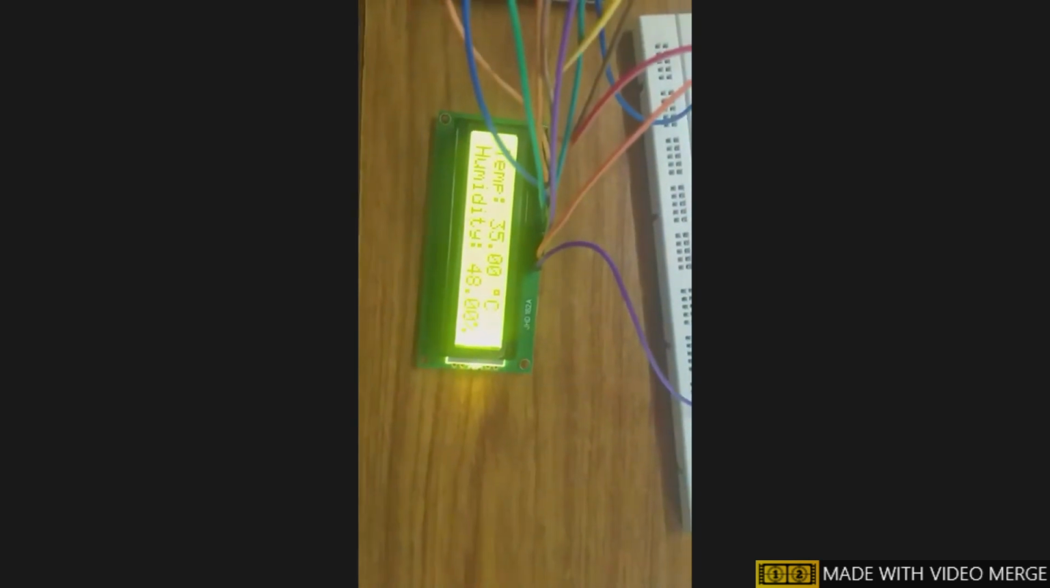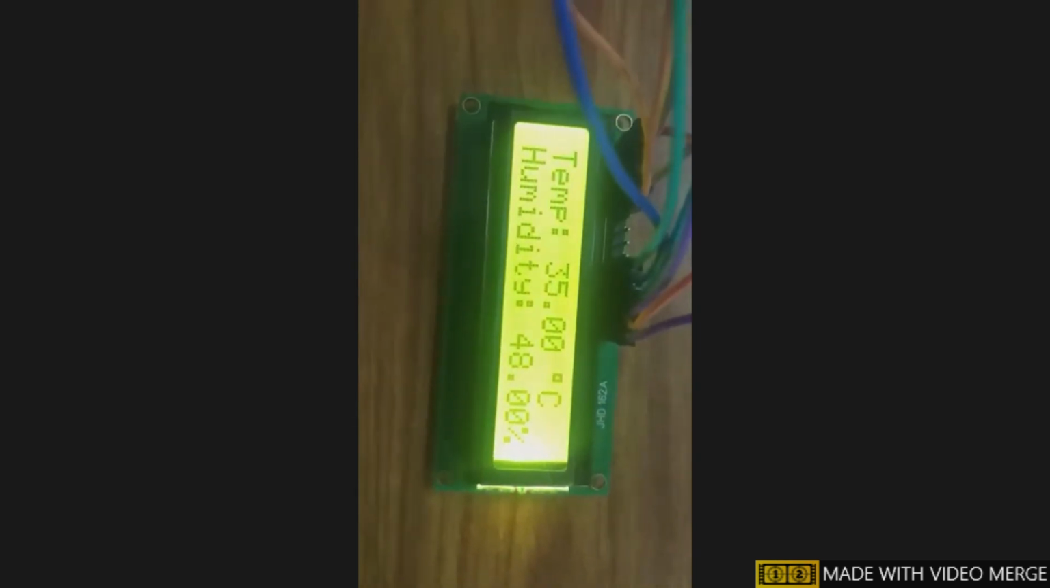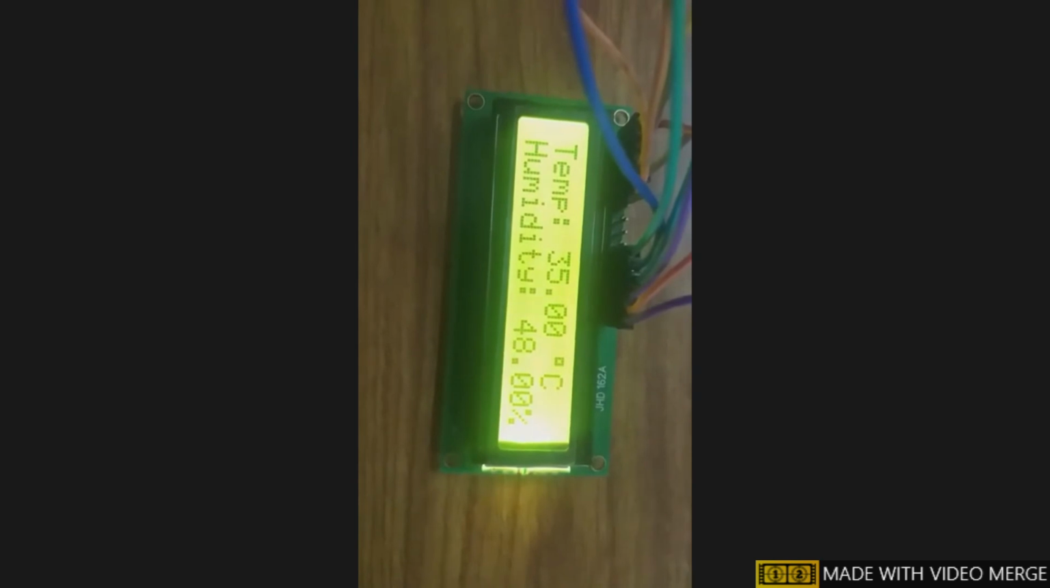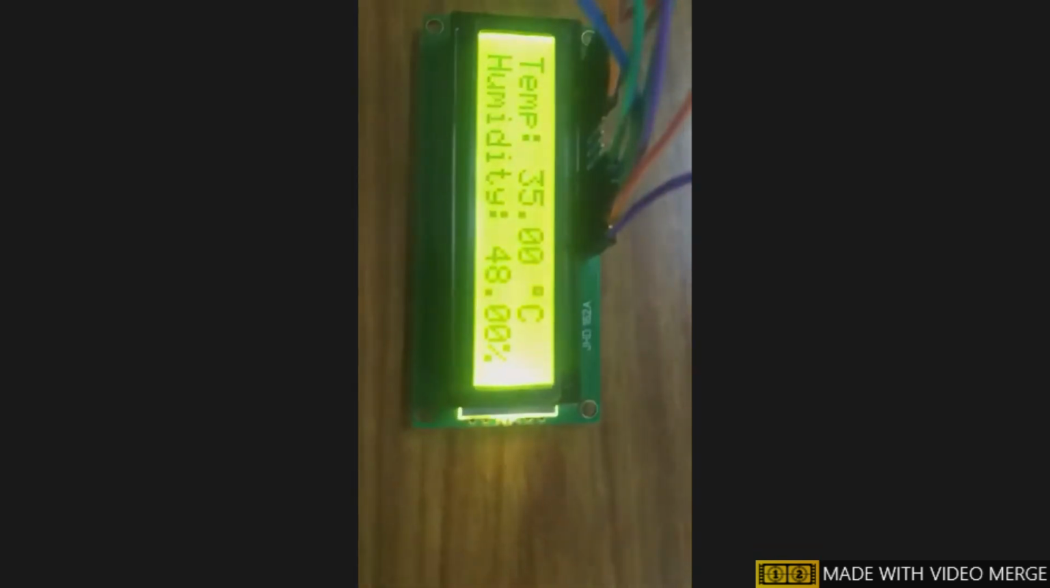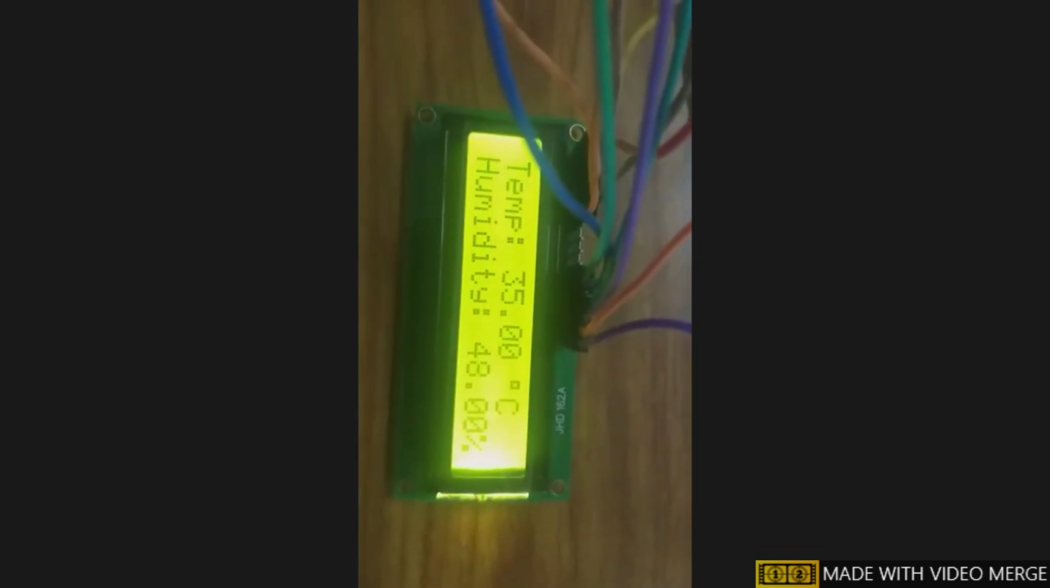In this video, I will demonstrate interfacing of the DHT sensor with an Arduino board and LCD screen. Here the LCD screen is used to display the temperature and the humidity of the surroundings. This one is an Arduino board. The Arduino board pins are connected to the LCD pins, which is called interfacing.